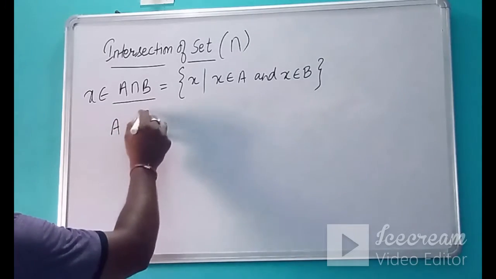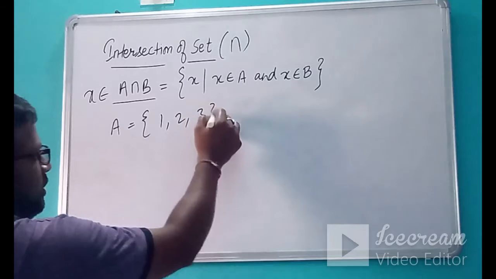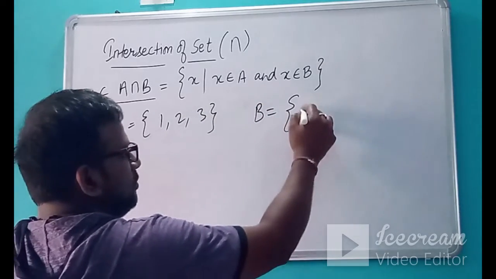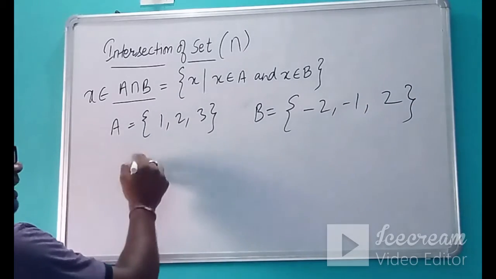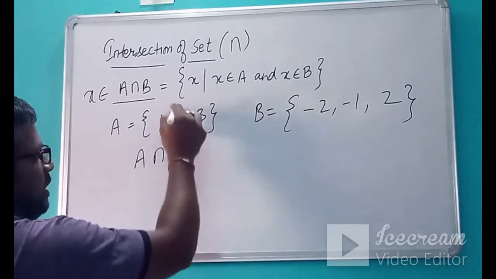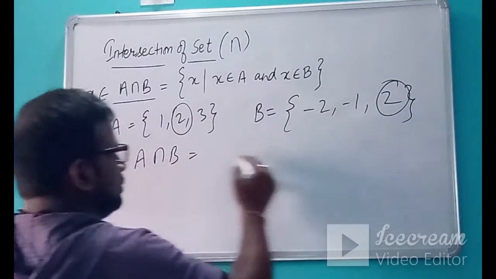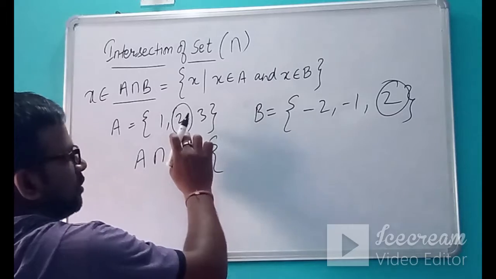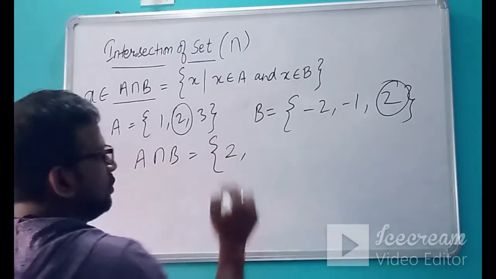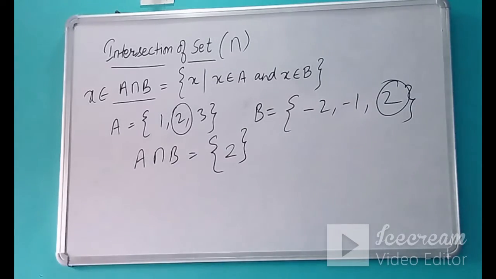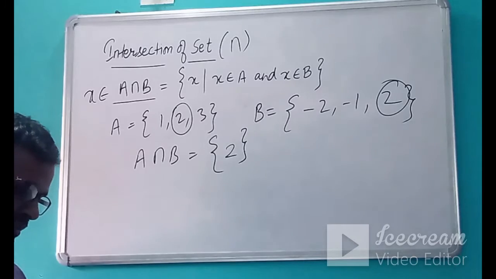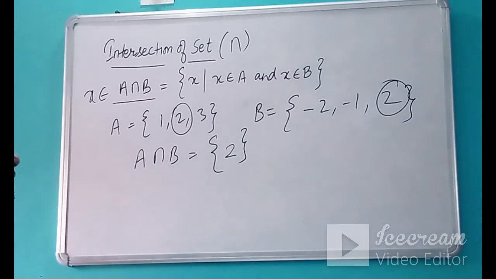For example, if I take A equal to {1, 2, 3} and suppose I take B equals {-2, -1, 2}. So what will be A intersection B? A intersection B will be the common element of both the sets, and you can see clearly the common element in these two sets is only 2. So this will be your A intersection B. So this is how we will find the intersection of sets. That means the element should come both in set A and set B simultaneously. Otherwise you cannot find the A intersection set.